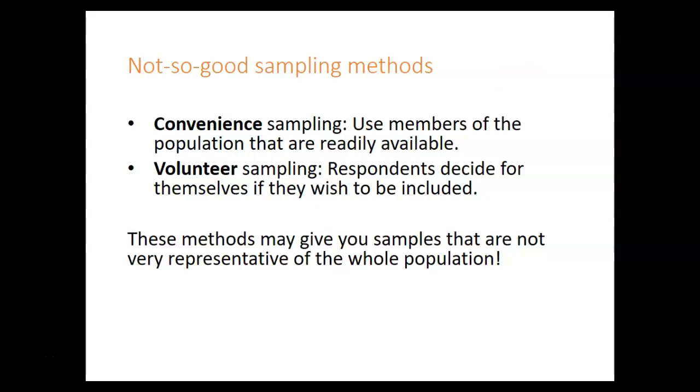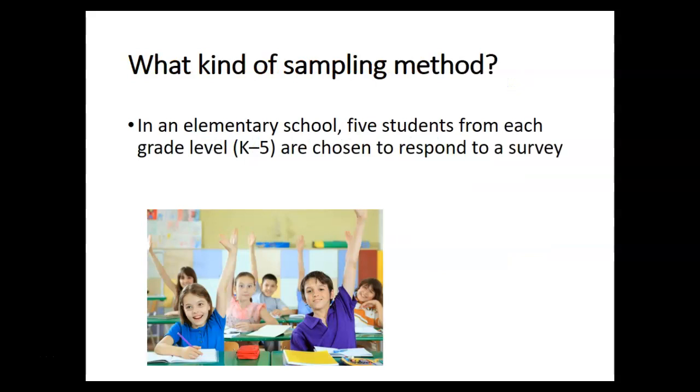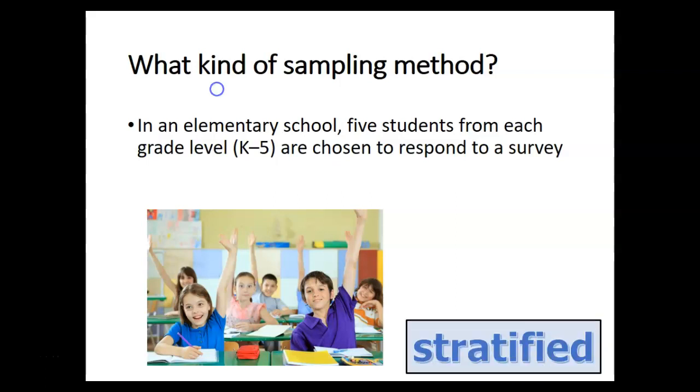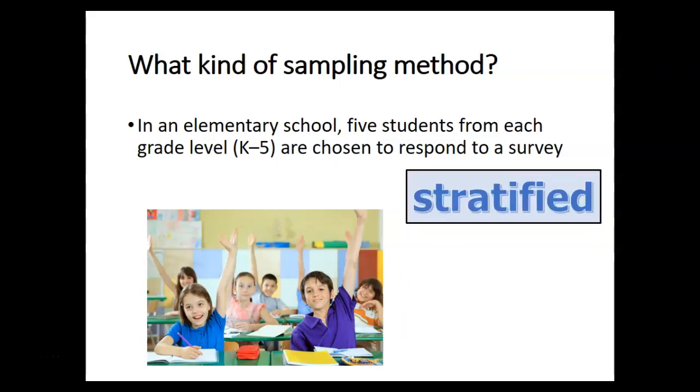So let's review. Of these sample methods that we've talked about, which one are we using if we go to an elementary school and 5 students from each grade level, from kindergarten through 5th grade, are chosen to respond to a survey? So you pick 5 from the kindergarten, 5 students from 1st grade, 5 students from 2nd grade, and so on. Which sampling method would that be? Stratified. So the different grade levels are the strata, and you're including somebody, in this case 5 students, from each one of those. So that way your sample isn't all kindergartners or all 5th graders.